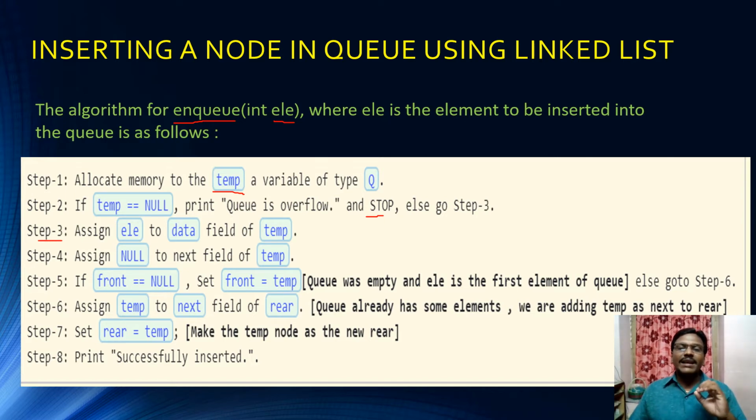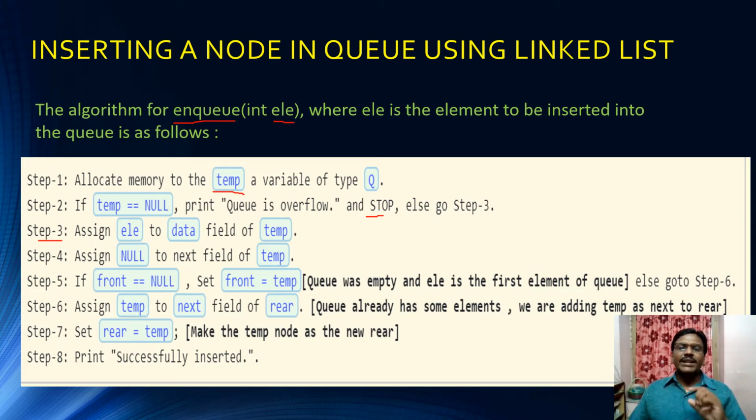Now assign ELE to the data field of temp. At the time of allocation, temp has two members, data and next, which is for representing the address. First assign temp data the actual passed argument value. Then assign null to the next field of temp.